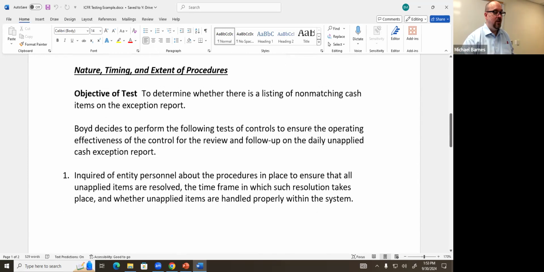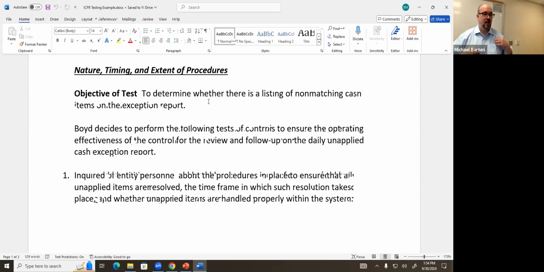So how do we go about this? Well, the very first thing is we need to determine whether there's a list of non-matching cash items on the exception report. So he's going to perform tests of controls to assure the operating effectiveness of the control for review and follow up of the daily unapplied cash exception report. Now, how does this work? Well, we've got this exception report. Somebody in management should get this report and say, I'm going to determine why this cash receipt cannot be applied to an invoice. Is there just not an invoice present, or did they pay an invoice for a different amount than the invoice said? So somebody in management is performing this control manually. They're looking at the amounts, trying to apply them and trying to get an explanation for why the cash receipts don't match. Once they perform this task, they get explanations, they document the explanations, and that report is resolved.